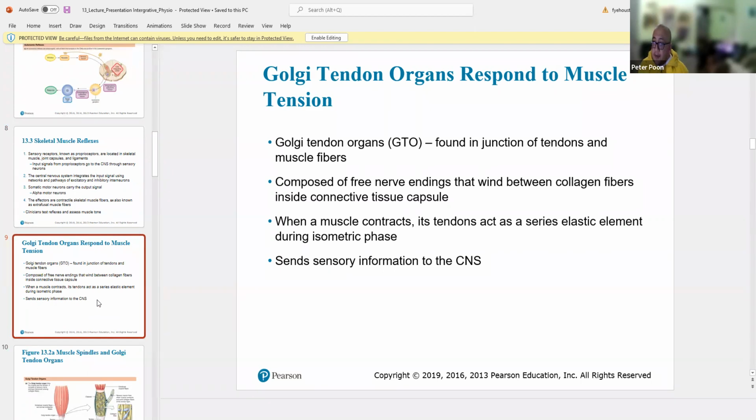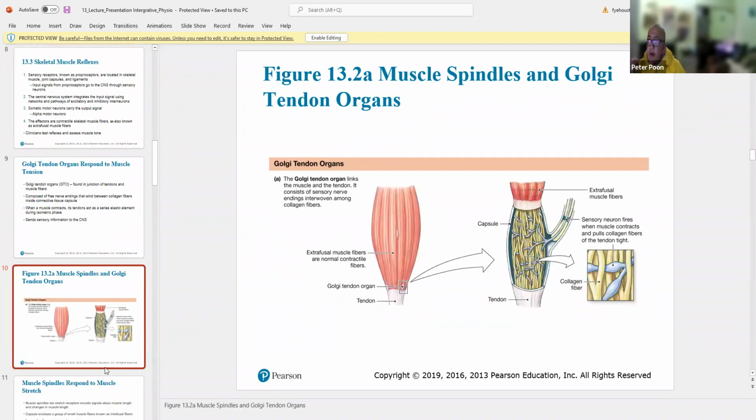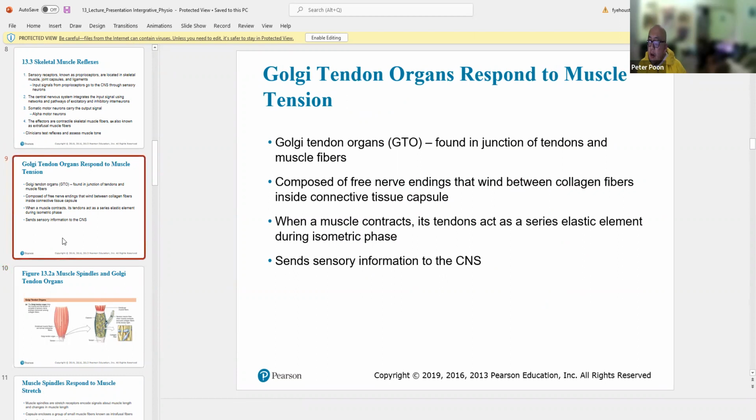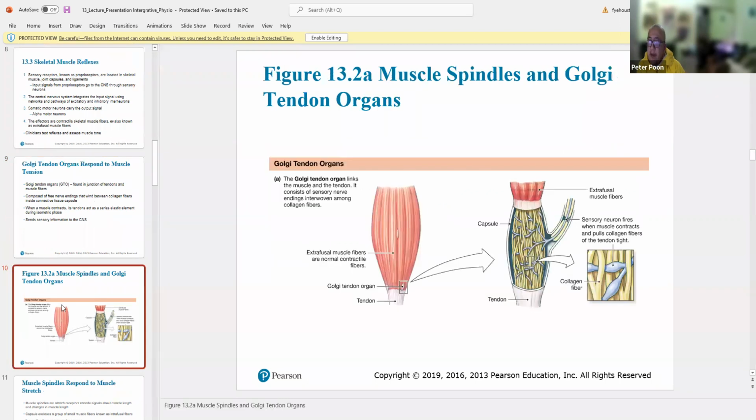All right, first of all, the Golgi tendon organs. So you have muscle and then you have tendon. Tendon doesn't actually respond to stretch. It responds to something called load. So it sends the sensory information to the CNS. So these are Golgi tendon organs.